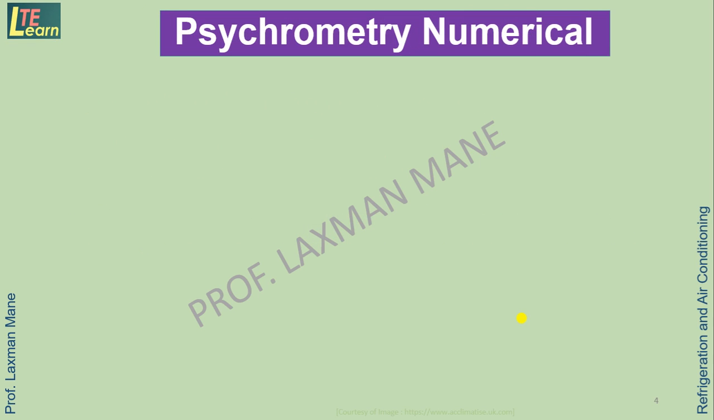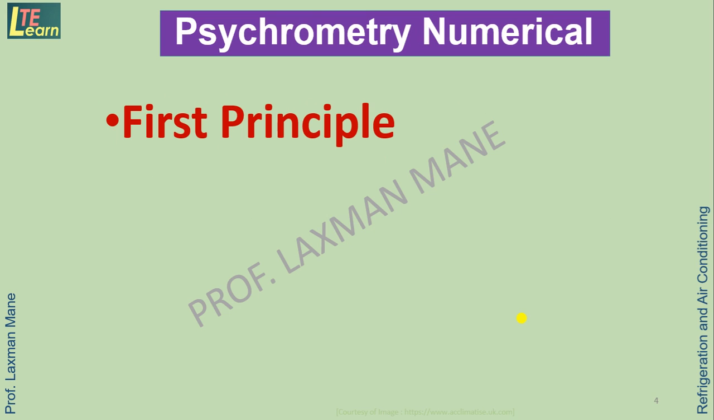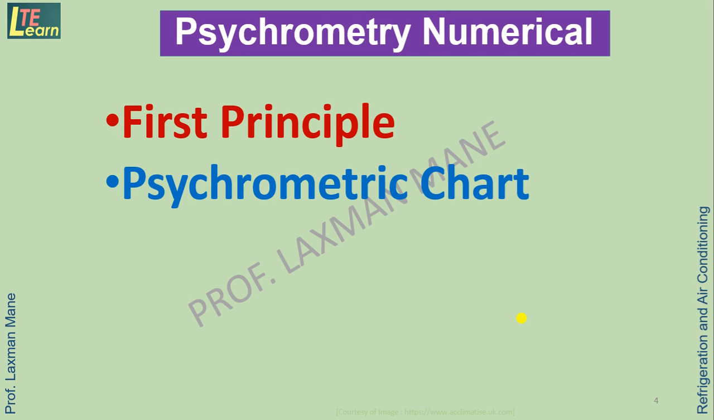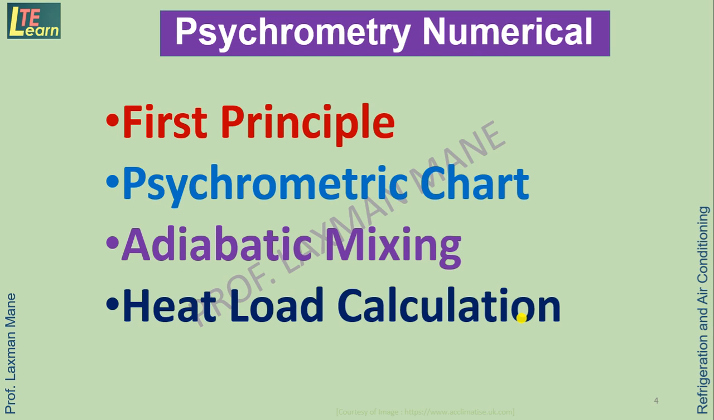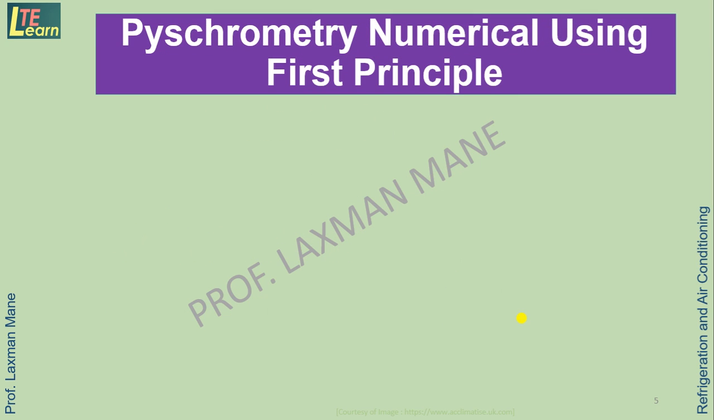In psychrometry, there are four kinds of numerical: numerical based on first principle, numerical using psychrometric chart, numerical on adiabatic mixing, and on heat load calculation. Let us see psychrometry numerical using first principle.